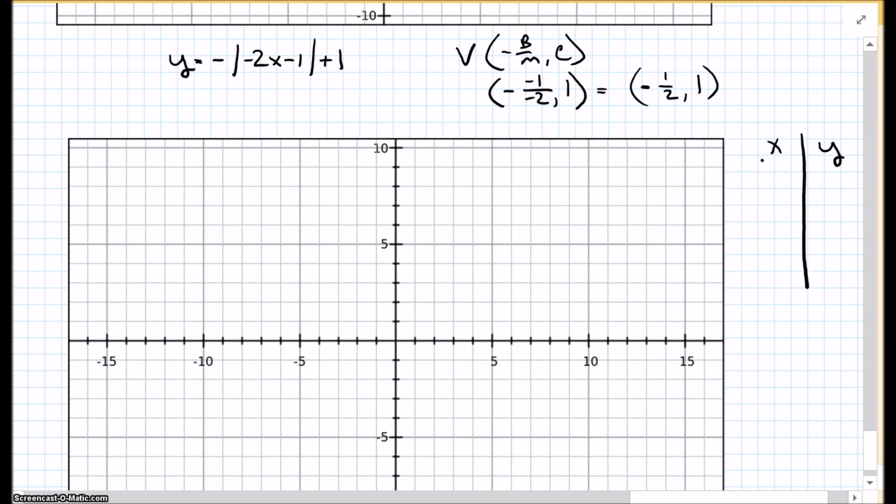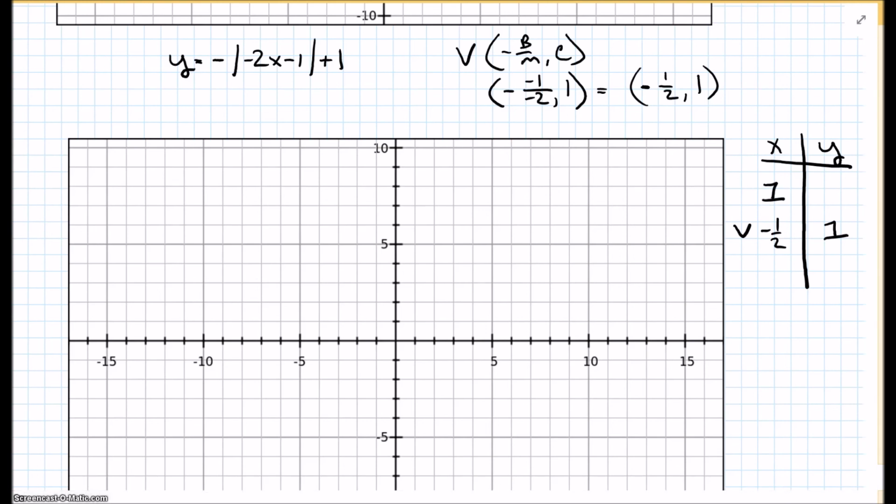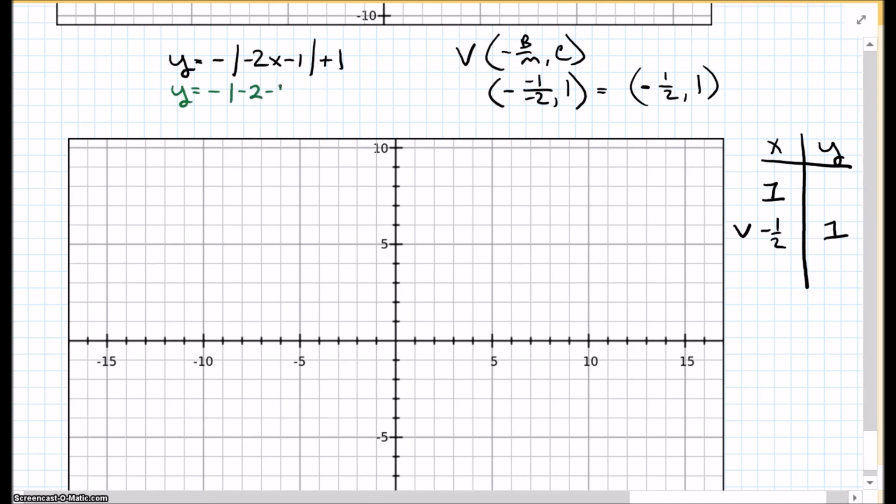So we'll set our x y columns. We'll put a vertex at negative 1/2 and 1. So let's go 1.5 units above. So that would give us a value of 1. So let's just plug in 1 and see what happens. Y equals negative 2 times 1 is negative 2 minus 1 plus 1. So what is negative 2 minus 1 would be negative 3. So y would be negative absolute value of negative 3 plus 1. Well, the absolute value of negative 3 is 3, so y would equal negative, because of that negative, 3 plus 1, which would be negative 2. So I went 1.5 above, so let's go 1.5 below. That would be negative 2.